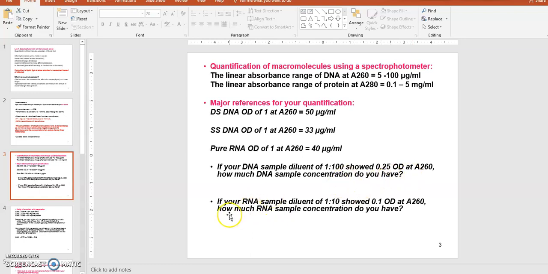And this one, if you have RNA sample, okay, so that RNA sample's dilution, 1 to 10 dilution, gave you 0.1 OD at 260 absorbance unit. So if it was 1, it was 33 microgram per mil, but it gave you 0.1, so it's about 3.3 microgram per mil, but it was diluted 1 to 10. So the original sample was 10 times more concentrated. So it should be 33 microgram per mil. That's how you can figure out the DNA and RNA concentration based on the OD, the spectrophotometry absorbance unit.